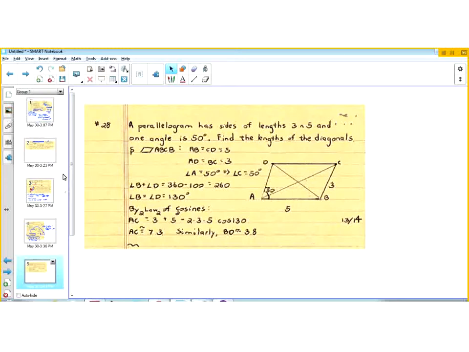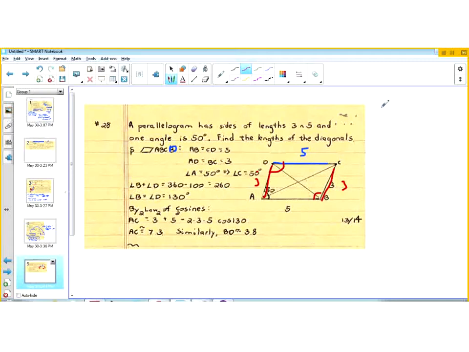Okay, so suppose in this parallelogram A, B, C, I think that should be D. Make that D. So AB, we'll take AB to be CD, and then we'll take AD to be BC. So these will be 3. And then the measure of angle A is 50 degrees. So the measure of angle B plus the measure of angle D is 360 minus 100, which is 260. So now why is that?